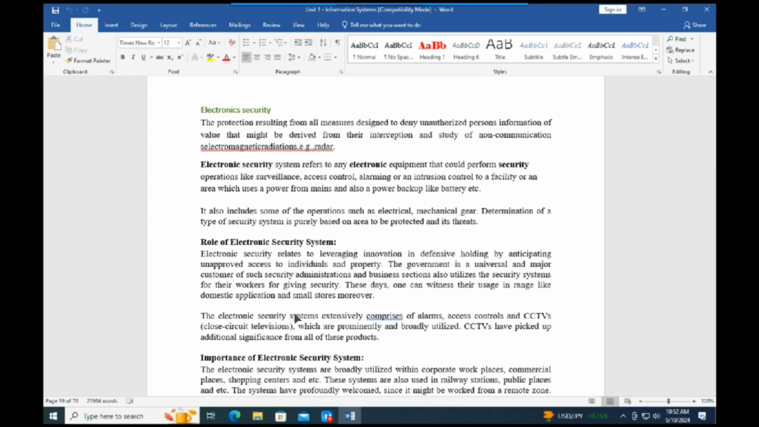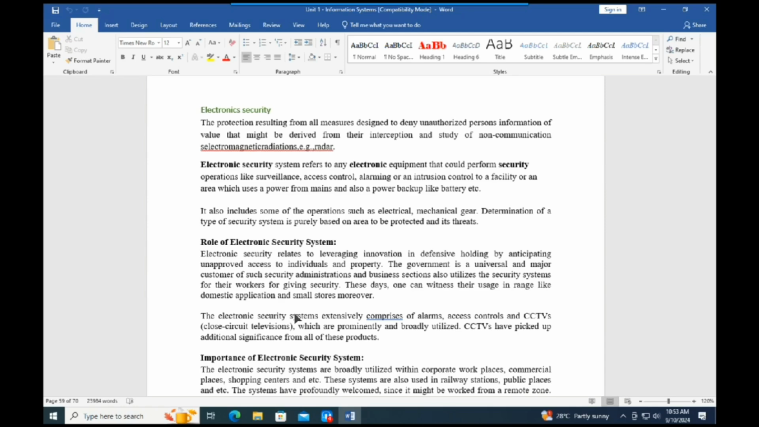In electronic security, we're talking about the protection resulting from all the measures designed to deny unauthorized persons access to information or items of value. You prevent people from accessing information that is of value. When you talk about electronic security, we are referring to any electronic equipment that can perform some security operations, for example, surveillance, access control, alarming, or intrusion control to a facility or an area, that uses power from the main supply or maybe a backup battery, etc. It can also include operations, for example, the electrical and mechanical gear.